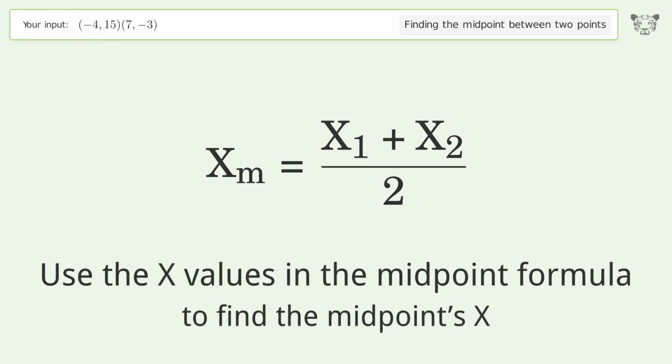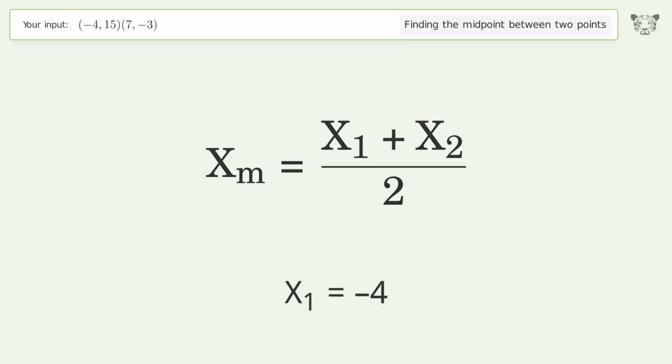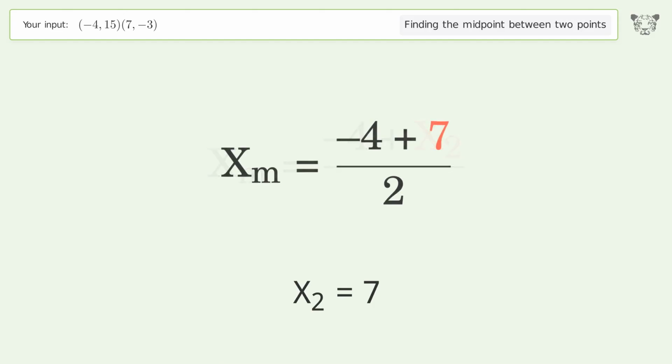Use the x values in the midpoint formula to find the midpoint's x. x1 equals -4. x2 equals 7. Simplify the arithmetic.